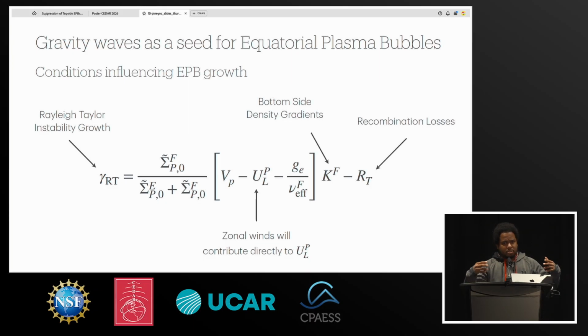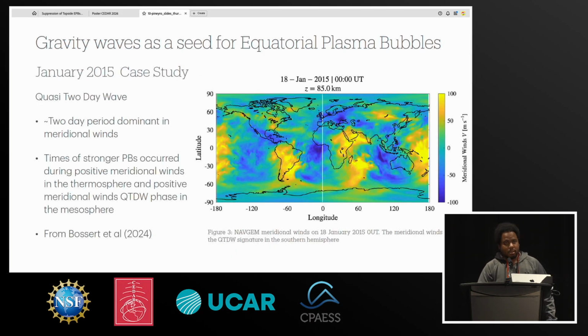And really, all these terms are coupled together, so it's kind of complicated. So instead, we'll just focus on wind variability at the lower atmosphere and how it affects the propagation of gravity waves, and thus perhaps contributes to the equatorial plasma bubbles. I chose a case study here, January 2015. This is based off of Katrina Bossert's study, 2024.